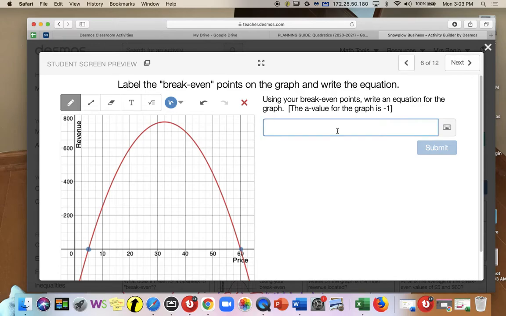Okay, let's try writing the equation for this graph. We know that the A value is -1. And we know the zeros of the graph, the x-intercepts, and one is at 5, so I'm going to write x minus 5, and the other is at 60. And again, if you remember from when we looked at x-intercepts, if you know the x-intercepts or the roots of the graph, when you write the factored form, it's the opposite of that, because then when we use zero product property, we would be able to get the zeros of our graph. So there's the equation for that. You could submit it.